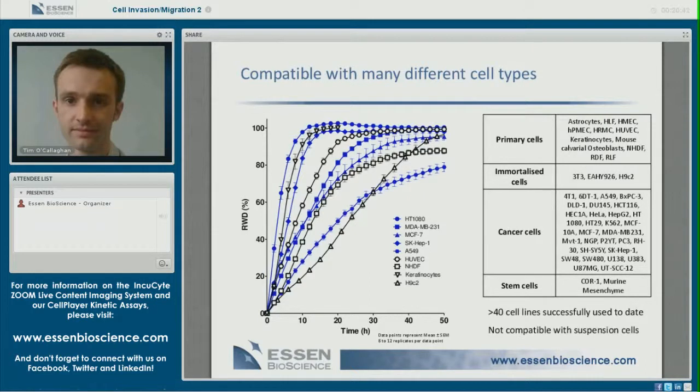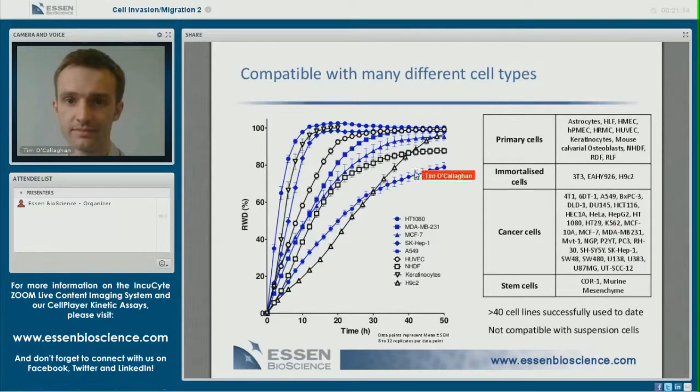The assay is compatible with many different cell types, ranging from primary cells to immortalized cells, cancer cells, and stem cells. And it has been shown to be compatible with over 40 different cell lines, and this is from data generated in-house and from external labs that have published data using this assay. Just about the only cell type that is not compatible with this assay are suspension cells and non-adherent cells.